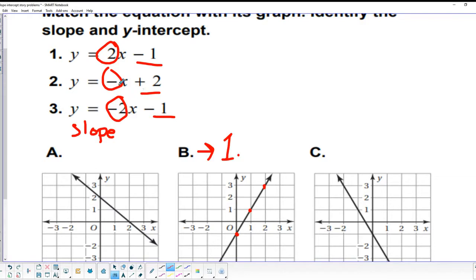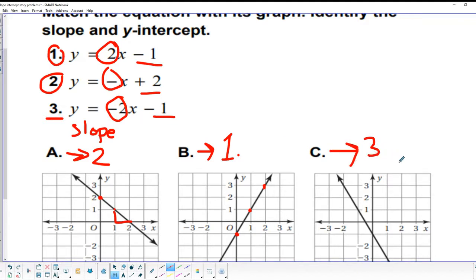Now the next one has a slope of -1 with a y-intercept of +2. So I notice that this graph has a y-intercept of +2. And if I go down 1 and over 1, I'm back on the graph. Down 1 and over 1 like that. So that's a slope of -1. So that particular problem matches up with number 2. So A matches up with number 2. And then by process of elimination, since 1 and 2 are both gone, we have 3 left. So C matches up with number 3.